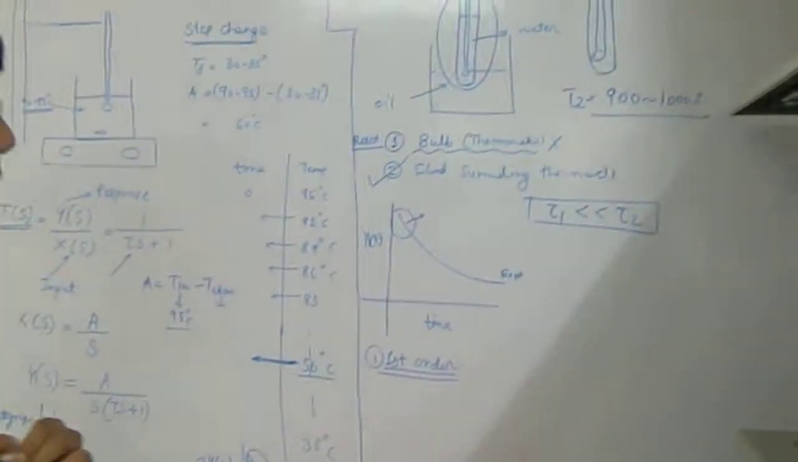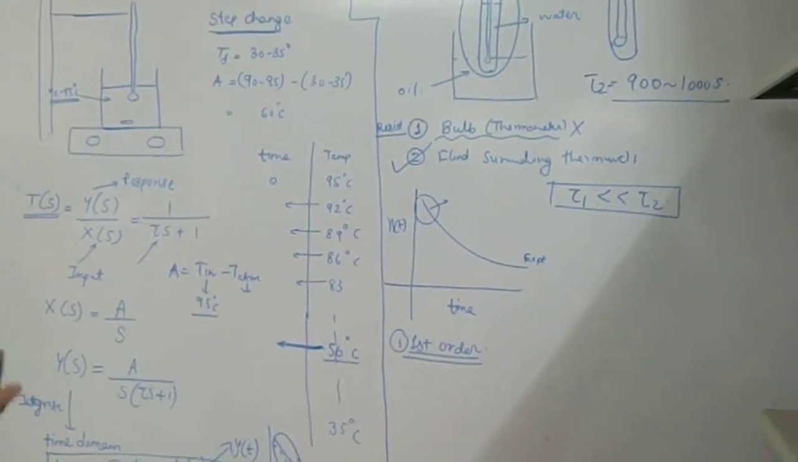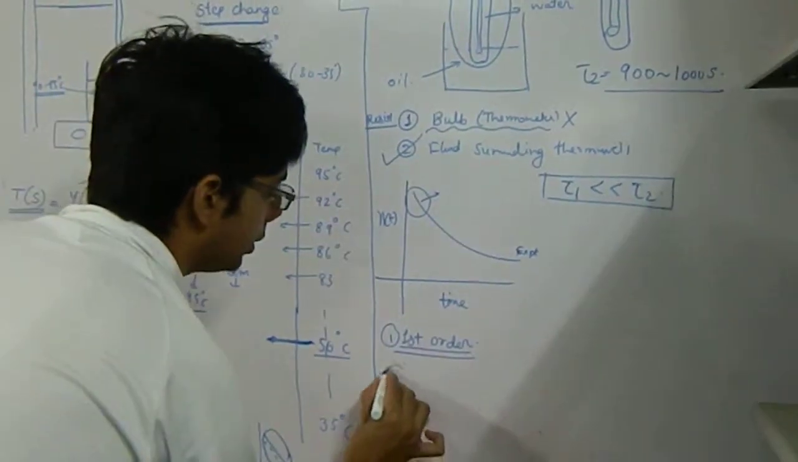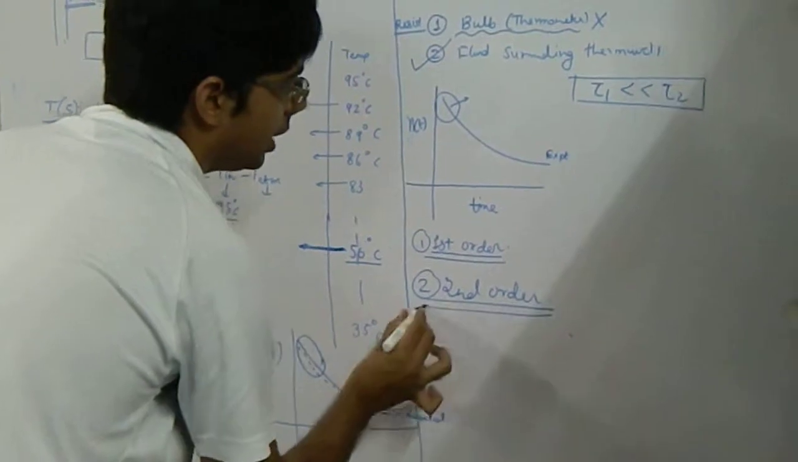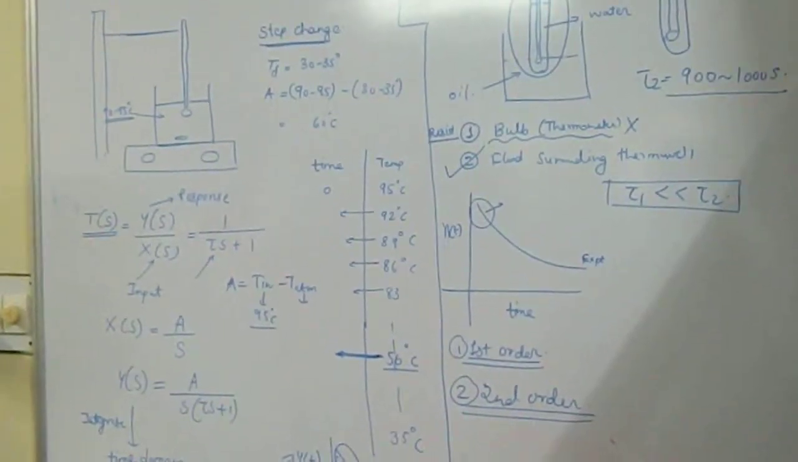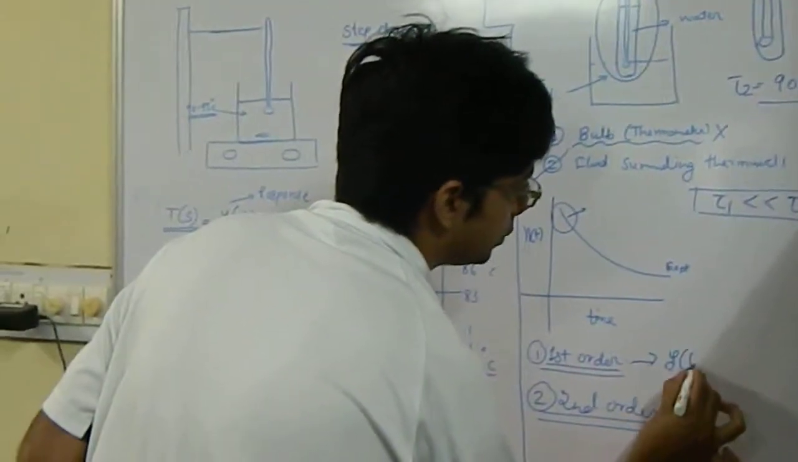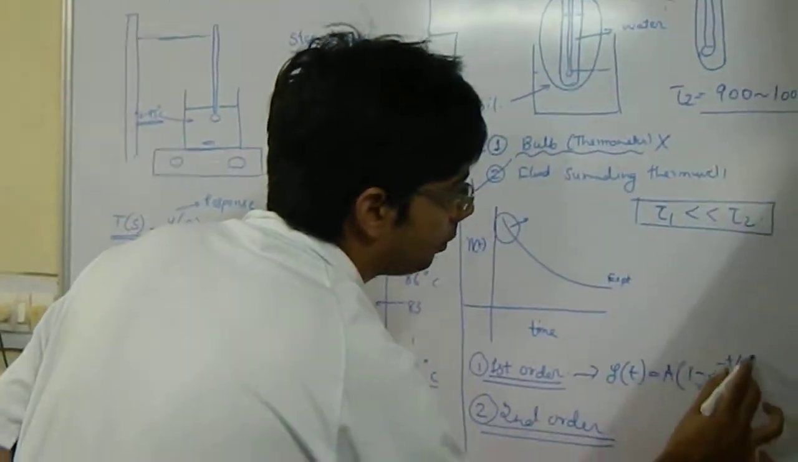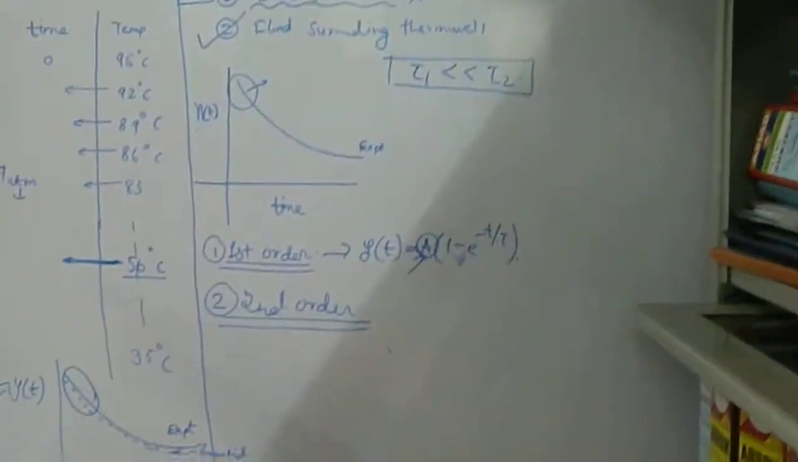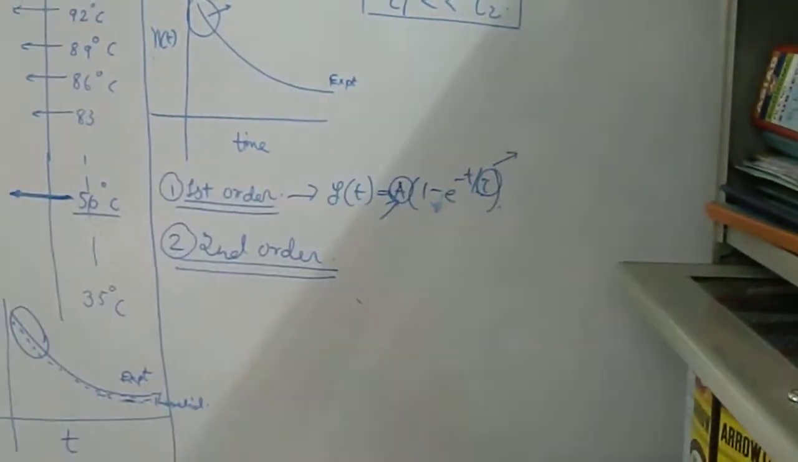The second part is that we also have to verify whether it really follows the first order system or not. And another part is that we have to also see how well the second order equation holds true. The first part is very simple. We have to perform the calculations in the same manner as I explained in case of the thermometer. The equation for the change, that is small y of t, is A into 1 minus e to the power minus t by tau. Here A is the step change, the same as I said in case of the thermometer, and tau is the time constant of the overall system.